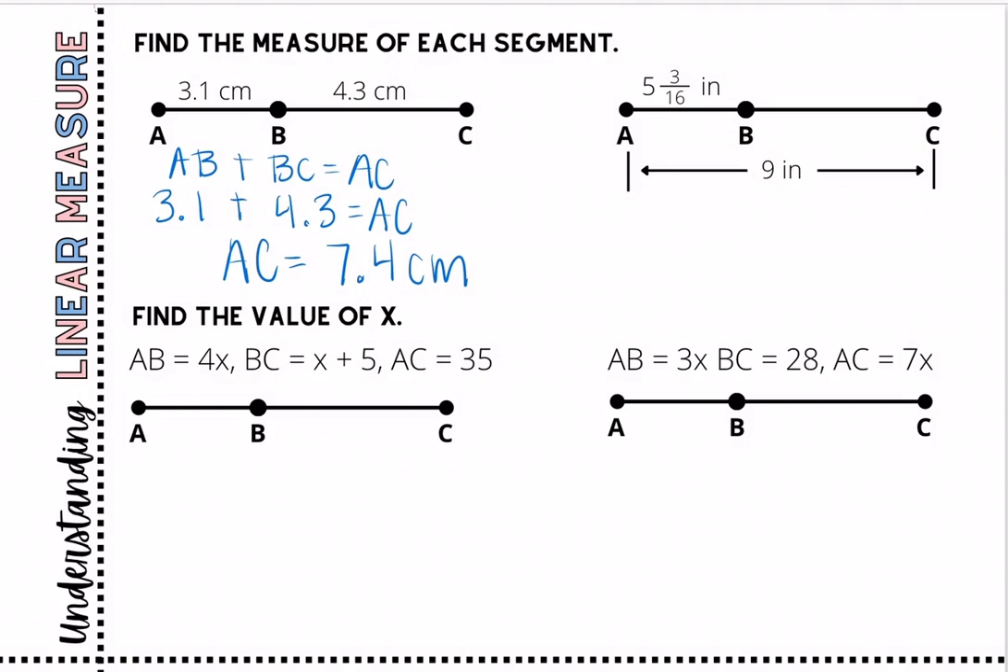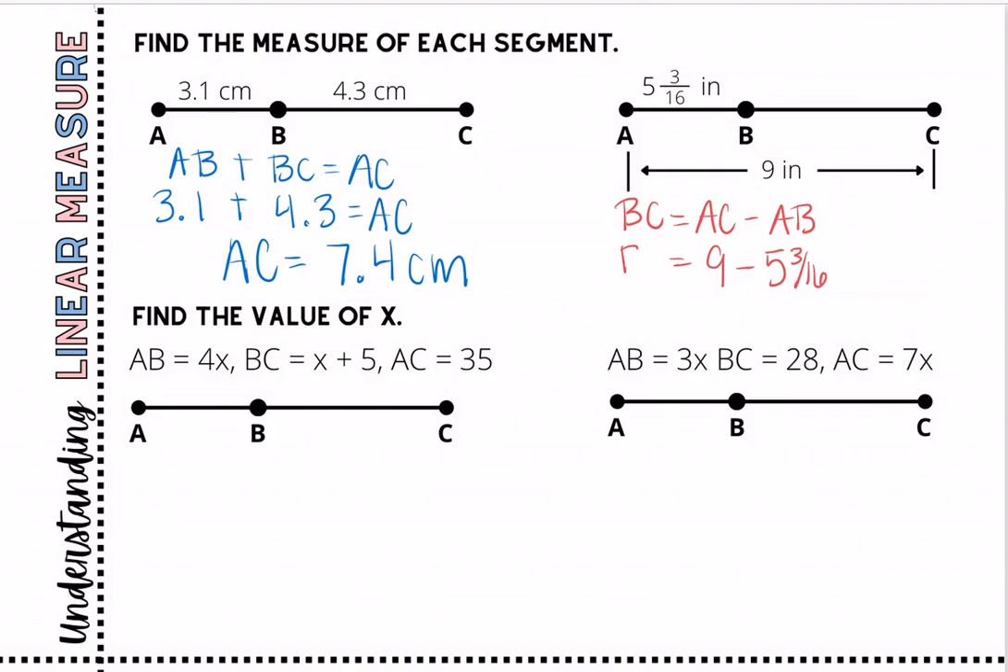Okay, now we're going to the next one. Now we're given the whole AC and one of the parts, AB, and we have to find the other part. So we have to rearrange this relationship a little. BC is equal to AC minus AB. The whole thing minus this piece is the other part of the line. So I have 9 minus 5 and 3/16.